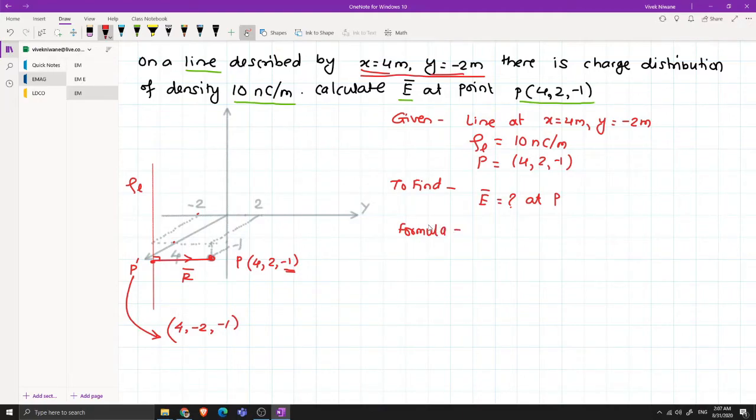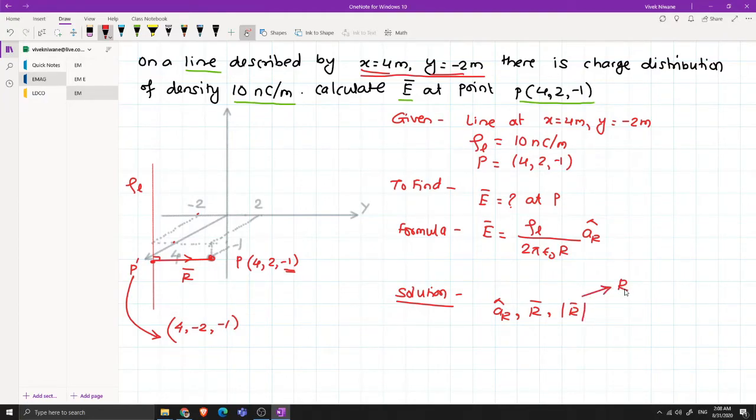What formula we will require? This is a line charge. Okay, definitely an infinite line charge. So we do have a formula, E bar is equal to rho L upon 2 pi epsilon 0 r AR cap. And now we can find a solution. To find a solution, what we will require? We need to calculate AR cap, we need to calculate R bar, as well as we need to calculate magnitude of R bar. Do remember, magnitude of R bar is simply indicated as R. Okay, nothing different.